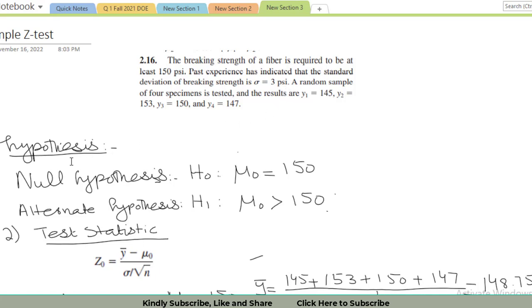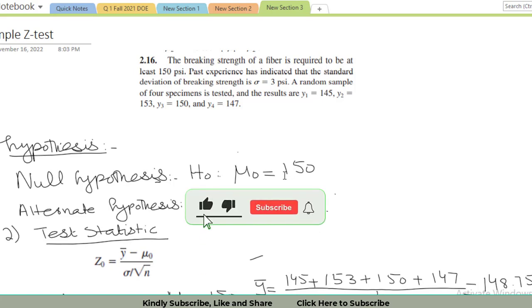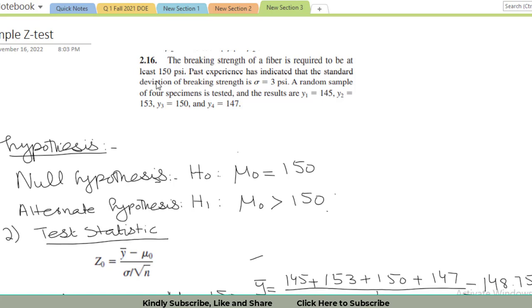Step 1, we will formulate our hypotheses, the null hypothesis and the alternate hypothesis. The null hypothesis is represented by mu naught and it is equal to 150, because we always keep the equality sign in the null hypothesis. Then the alternate hypothesis is represented by H1. We say that mu is greater than 150. Where does the greater than sign come from? It comes from the words "at least."